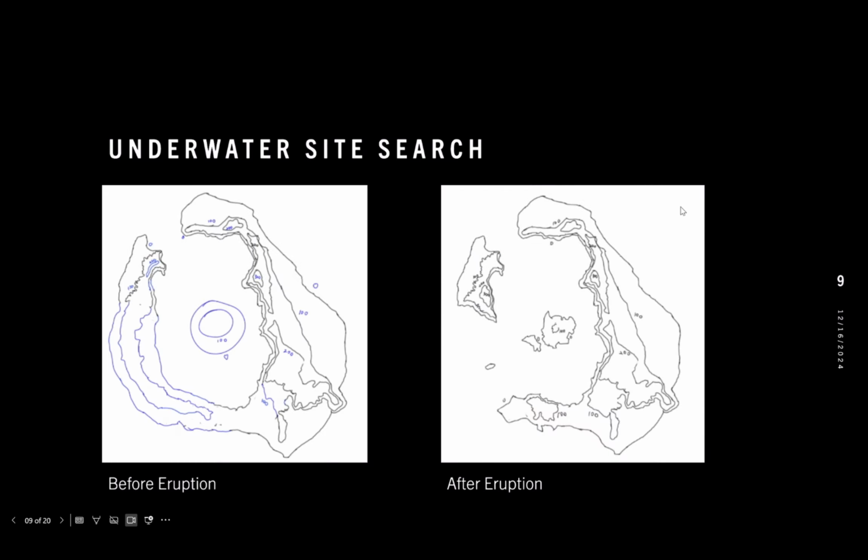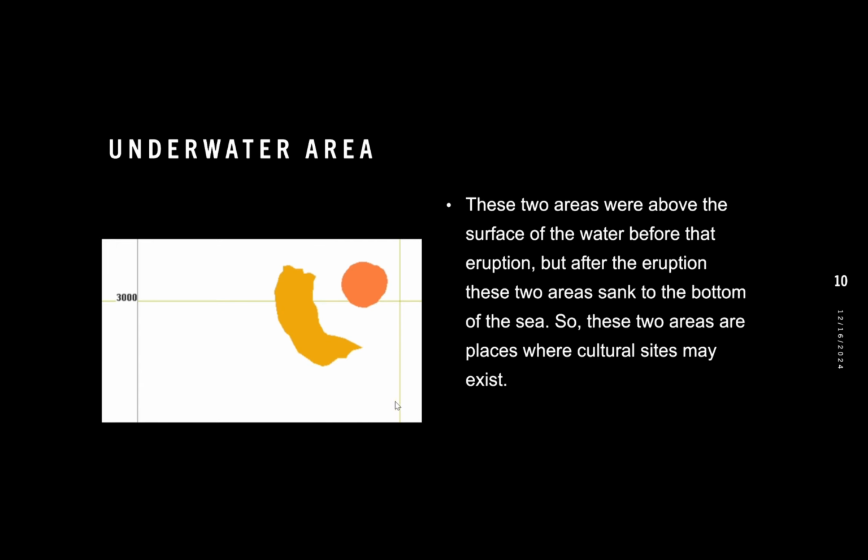For this function, we want to explore underwater ruins. You can see these two maps. The first map is before the eruption, and the second map is after the eruption. Comparing these two maps, we can get these two areas. These two areas were above the surface of the water before the eruption, but after the eruption, they sank to the bottom of the sea. So these two areas are places where cultural sites may exist.